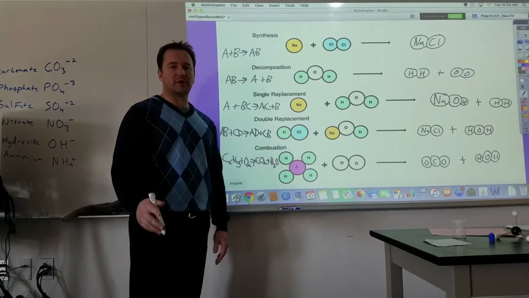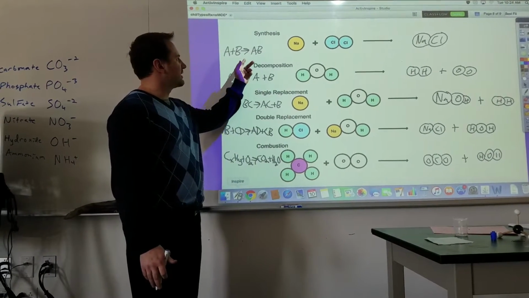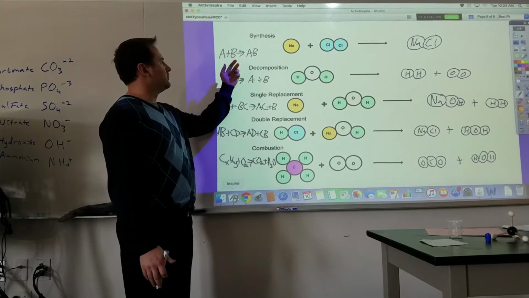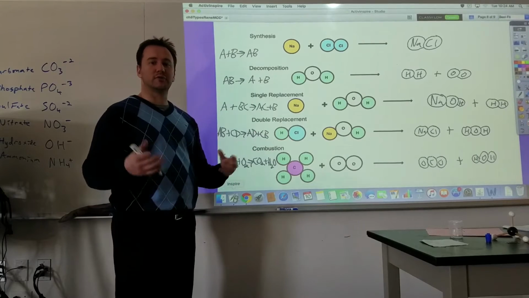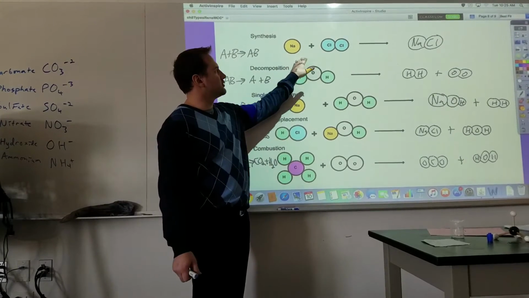So the first type I want to introduce you to is called a synthesis reaction. Synthesis is when two things come together to make one. So it would have the general formula of A and B combining to make AB. So two things separate at first, coming together to make one. And this right here shows you an example of that.